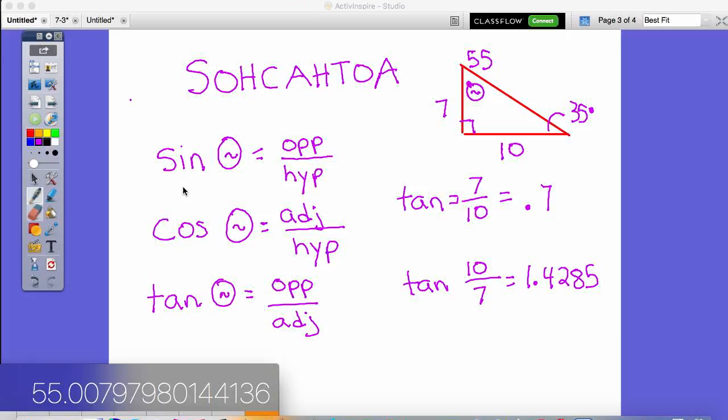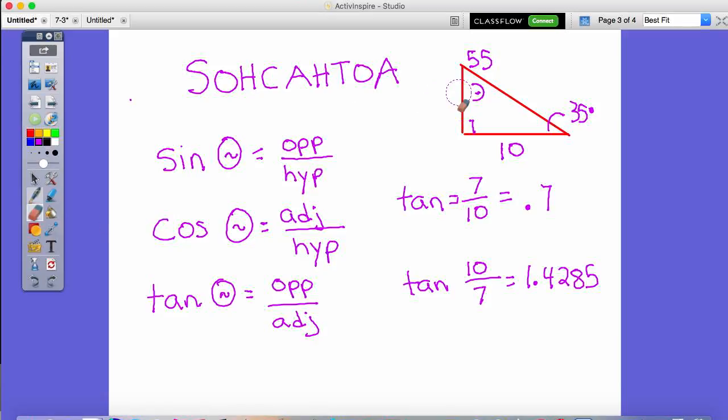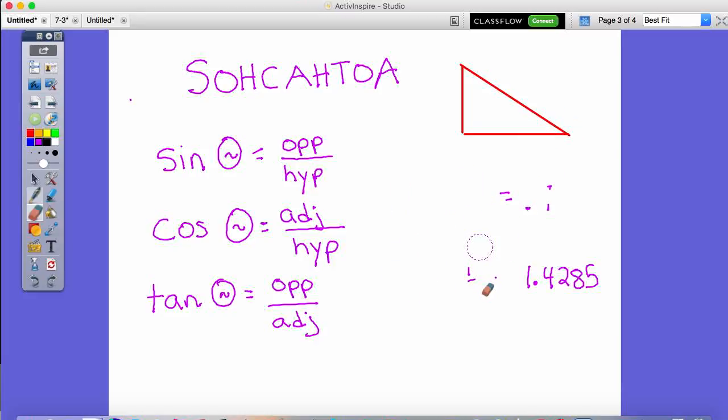Let's try another problem. And this time we're going to use a different ratio. So I'm going to have this same triangle, but this time I'm going to give you the hypotenuse and, sorry, this should be 55, one of the legs. So once again, it's going to depend which one I ask you to find.